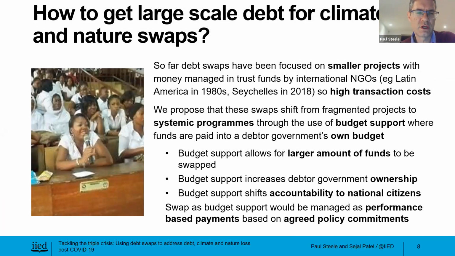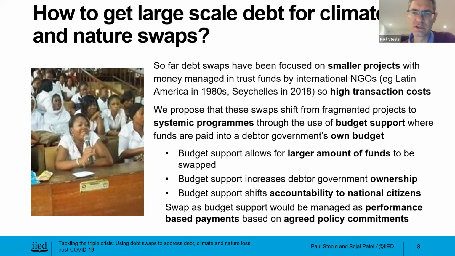Thanks, Sejal. So the next challenge and where we focus on in our paper is how to get large-scale debt for climate and nature swaps. So far, as many of you will know, and as David alluded to, the previous debt swaps that took place in the 1980s and 2000s focused on smaller projects with the money managed in trust funds by international NGOs. And I'm sure Kevin will talk about some of the work that TNC has been doing in this respect. For example, in Latin America in the 1980s, and then in Seychelles in 2018 with the Climate for Nature swap.